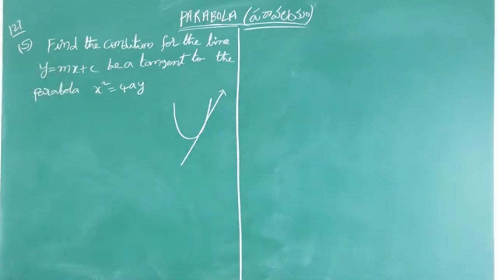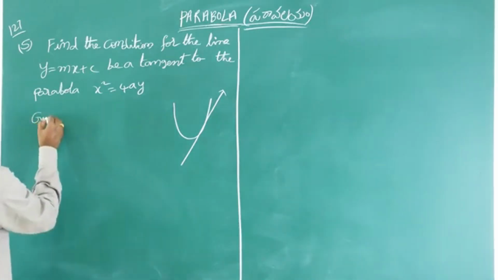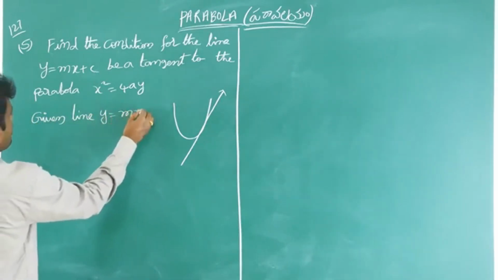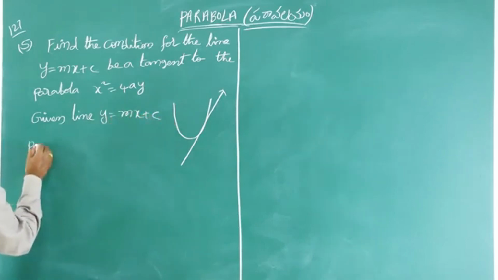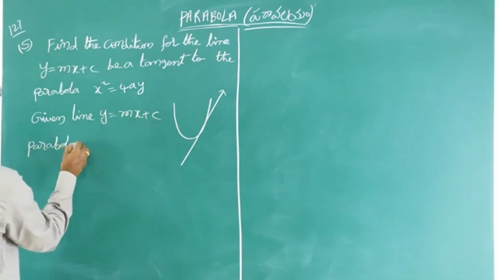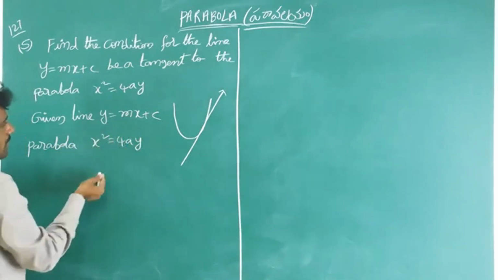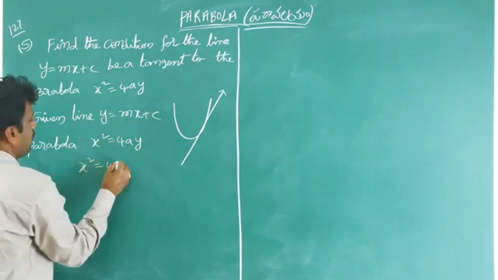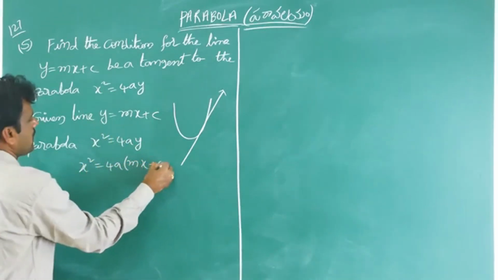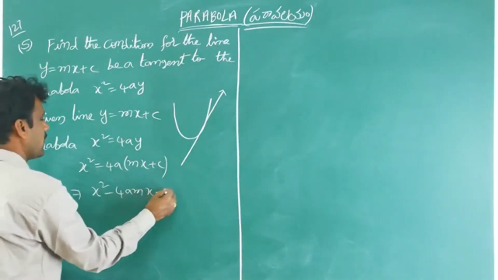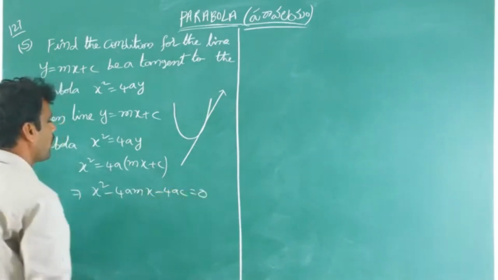Now we find the condition for the tangent y equals mx plus c to x square equals 4ay. Given the line y equals mx plus c and the parabola x square equals 4ay, that implies x square equals 4a into mx plus c, that implies x square minus 4amx minus 4ac equals 0.